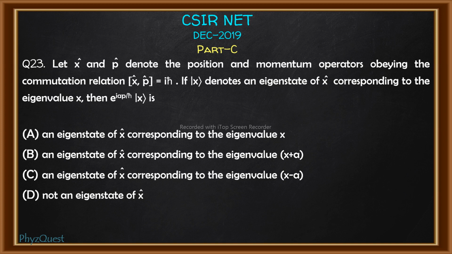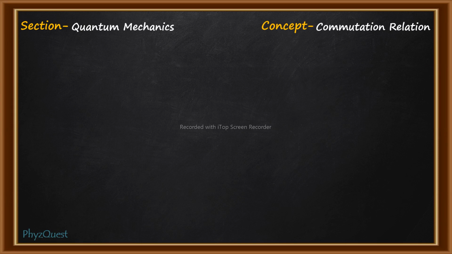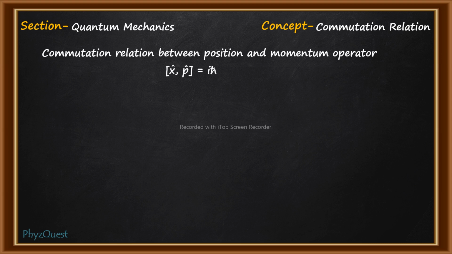So let's get started. This question comes from the section quantum mechanics, and the concept involved here is the commutation relation. Here the question is based on the relation between the position and the momentum operator, that is, the commutation relationship [x cap, p cap] is equal to iħ, which is given in the question.